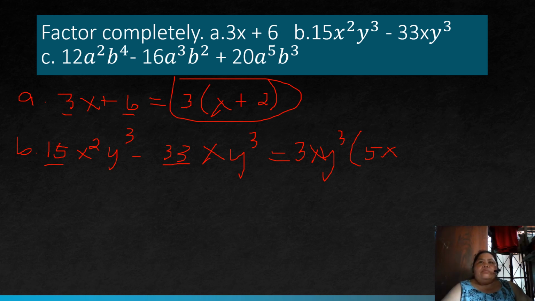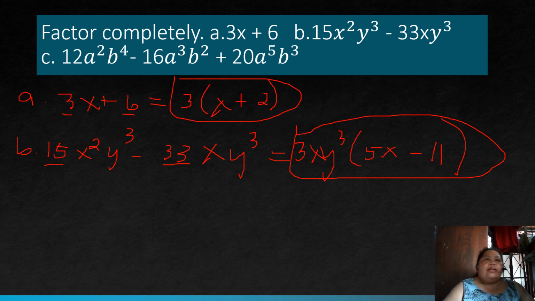Negative 11, because negative 33 divided by 3 is negative 11 only. So the x and the y cubed are removed. That's the final answer.